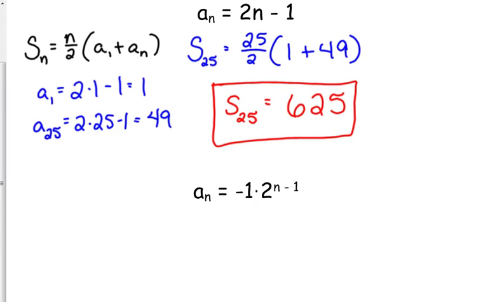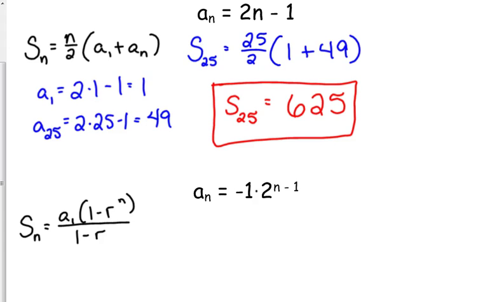Okay. Now, the next one, there should be a multiplication symbol between the negative 1 and 2. I think it got slid down a little bit on the paper, so it's not negative 12 to the n minus 1. It's negative 1 times 2 to the n minus 1. All right, so arithmetic or geometric? Geometric. Okay, so our formula is a sub 1 times 1 minus r to the n over 1 minus r.